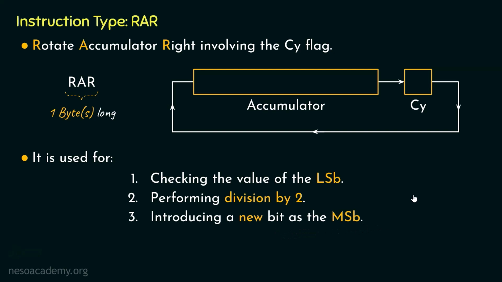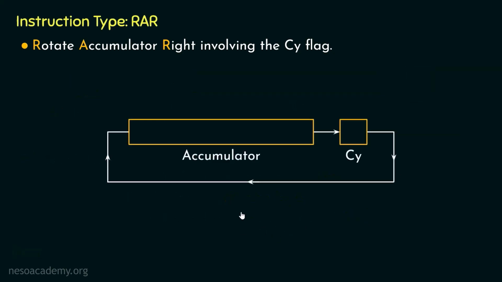If you remember in the previous session when we were learning about the instruction type RAL, using the carry flag, we could introduce a new bit as the least significant bit. This time, since the carry flag's content will eventually become the most significant bit within the content of the accumulator, if we choose the carry flag's content as per our desire, we can introduce a new bit as the most significant bit. Let me illustrate how we can do that.